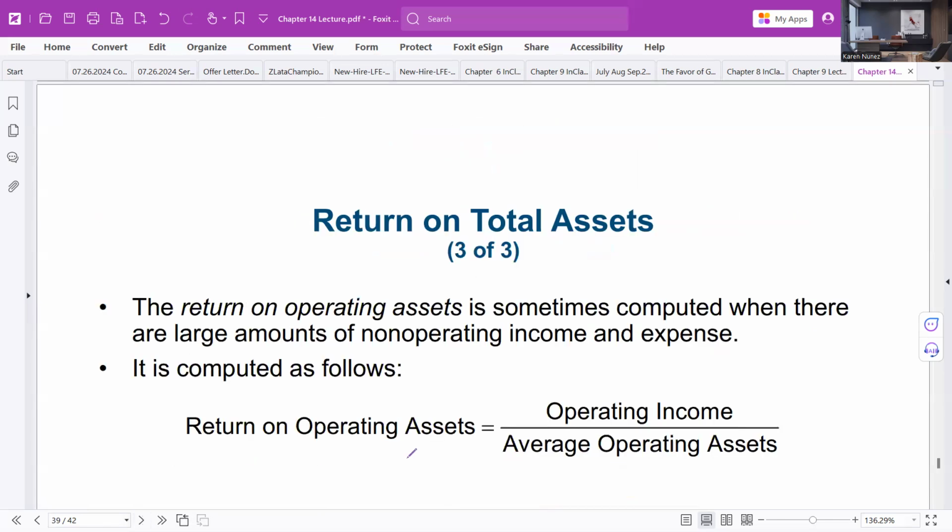And then the last measure, we can also look at the ability to use those operating assets, just the operating assets, to generate just operating income. And same kind of thing. More is always better, right? Want to be able to generate as much income as we can.